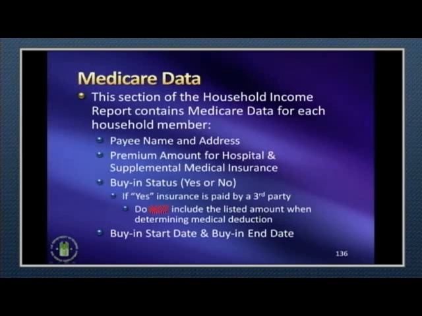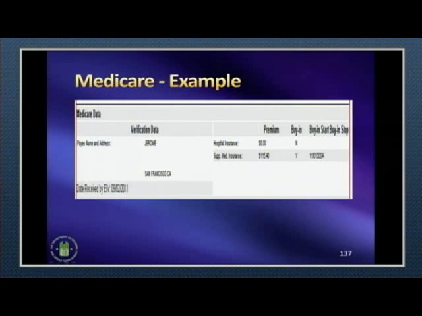Medicare data, we talked about this. Basically, this is information provided by Social Security Administration in the context of current insurance premiums and whether or not those premiums are paid by a third party or paid by the individual. Do not include the listed amounts in medical deduction calculations if there is a medical buy-in, and we talked about that already. And again, here's a clear example of the Medicare example. Here, the $115.40 is being paid by a third party on behalf of Jerome.